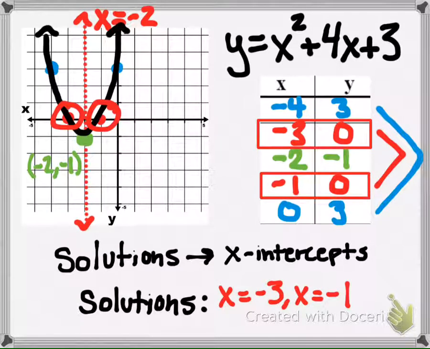Our solutions are x-intercepts. You may also hear them called zeros, and you might also hear them called roots. They are all the same thing. Those are the solutions for our quadratic equation.